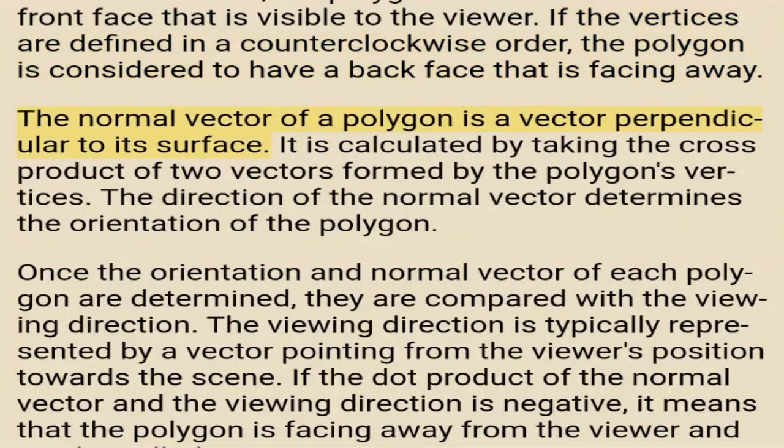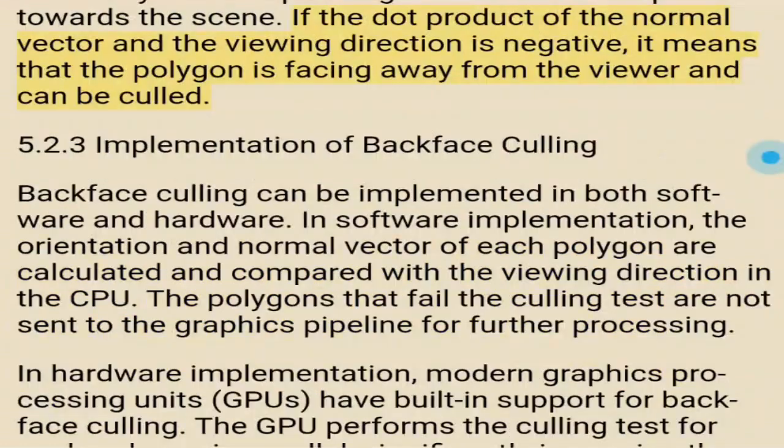The normal vector of a polygon is a vector perpendicular to its surface. It is calculated by taking the cross product of two vectors formed by the polygon's vertices. The direction of the normal vector determines the orientation of the polygon. Once the orientation and normal vector of each polygon are determined, they are compared with the viewing direction. The viewing direction is typically represented by a vector pointing from the viewer's position towards the scene. If the dot product of the normal vector and the viewing direction is negative, it means that the polygon is facing away from the viewer and can be culled.